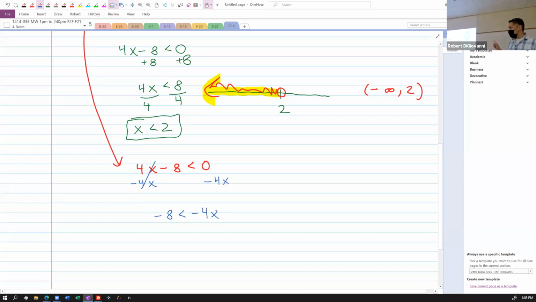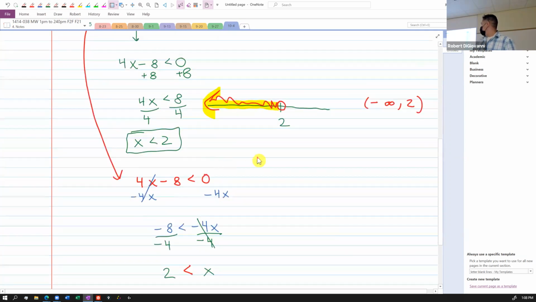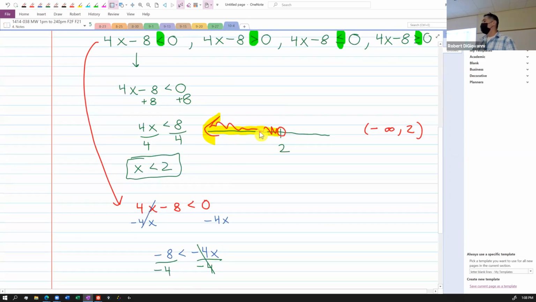Now, I want that x by itself, so I'm going to divide both sides by negative 4. Here's where we start to have the issue. On the right side, I get x. On the other side, what would I get? Just positive 2. Now look at this. If I do not flip it, what is it saying my answer is? Everything bigger than 2. But wait a minute, isn't it supposed to be all the values less than 2?